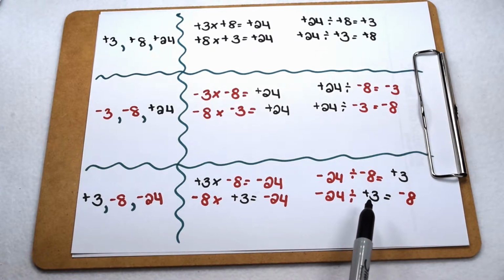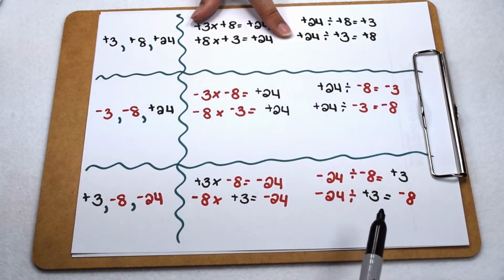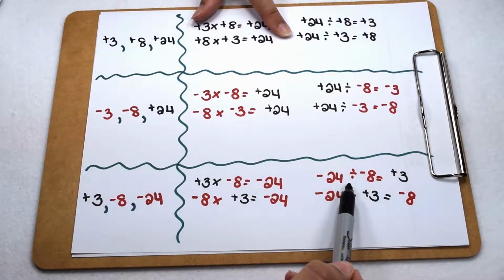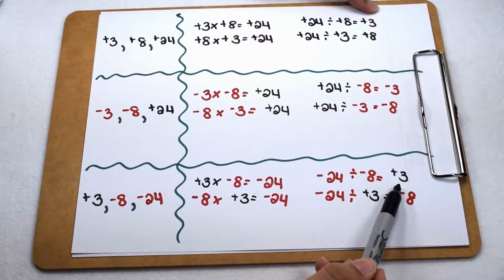If we look where our signs match, the positive divided by positive and the negative divided by negative, our quotient came out to be positive. That's the same pattern we found when multiplying with negatives. When our signs match, our result is positive.